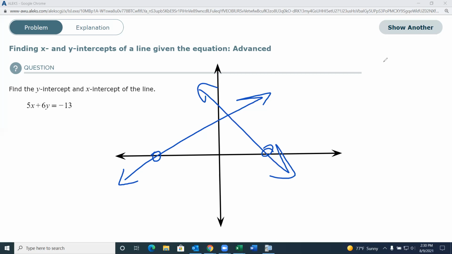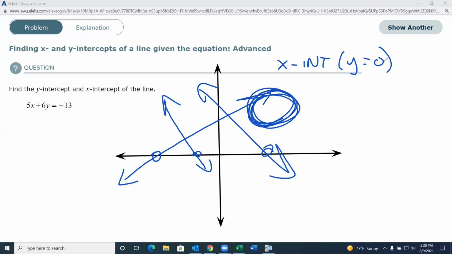Or if that were the line, this would be the x-intercept. X-intercepts are always on the x-axis where y is 0. At height 0, they're not up here. X-intercepts are not up here at a positive height or down here at a negative height. They're on the x-axis where y is 0. So if you want to find an x-intercept, replace y with 0.